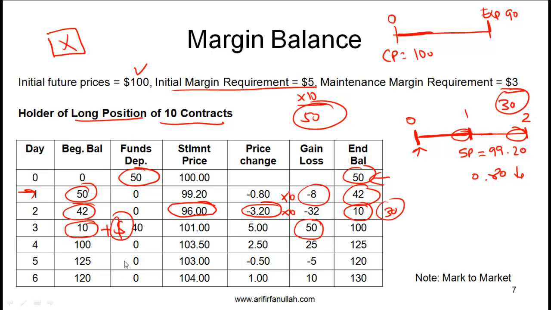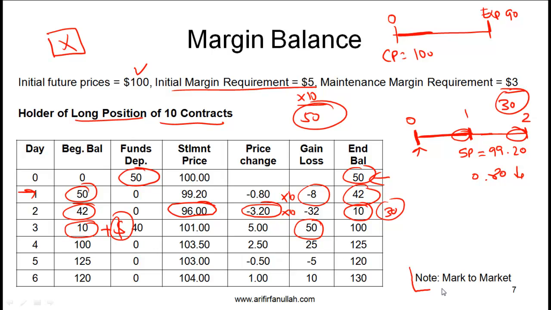You have seen a situation of what happens when there is a loss. You have seen what happens when we go under the initial margin but above the maintenance margin, so nothing happens there. You saw what happened when we went under the maintenance margin, and you also then saw what happens when there is a gain. So the rest of the stuff you should be able to work out.